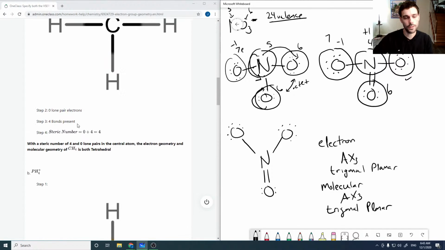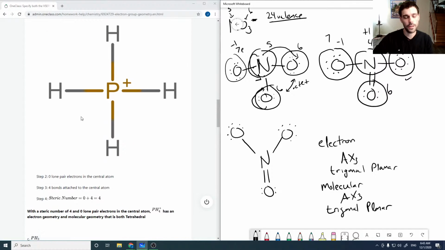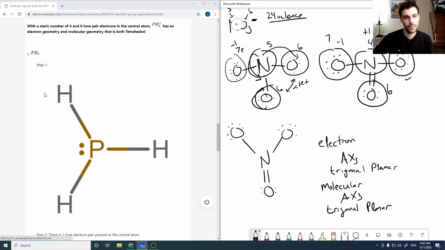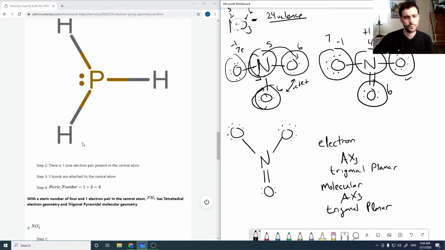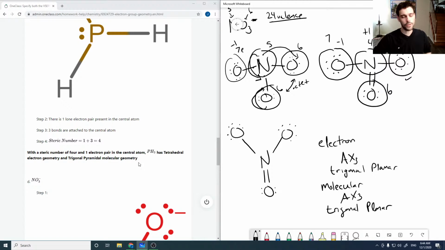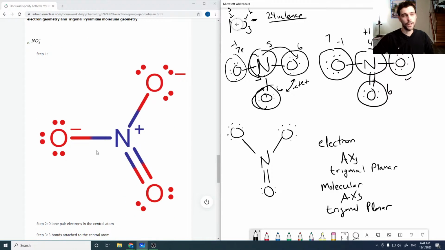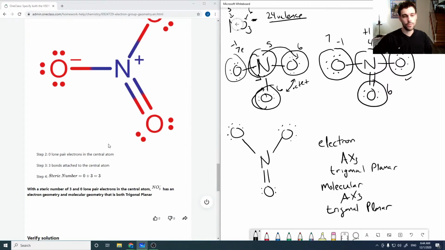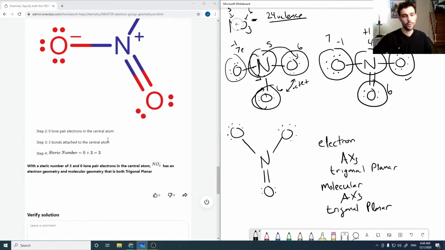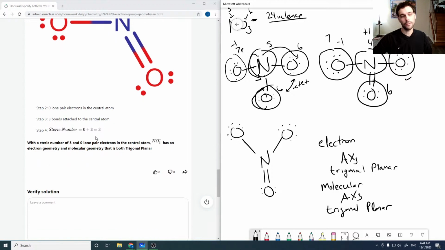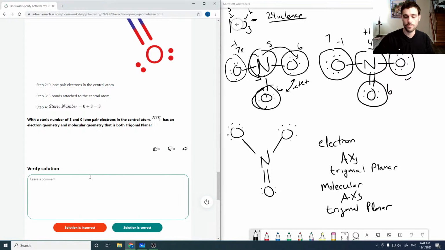And so for CH4 it's tetrahedral. For PH4+, we again have 4, so it's tetrahedral. For PH3, we have a single non-bonding set of electrons and 3 other ones. So the electron geometry is tetrahedral, but the molecular geometry is trigonal pyramidal. For NO3-, we have only 3 constituents, and so it's trigonal planar for both electron and molecular. So that looks good. Let's see if that's correct.